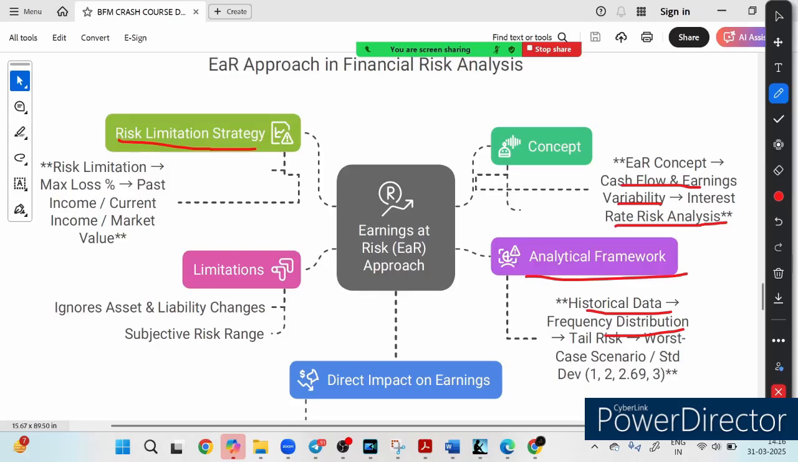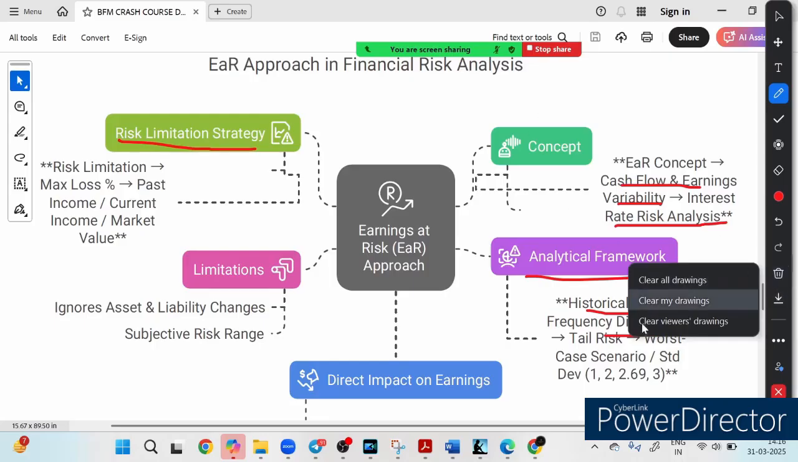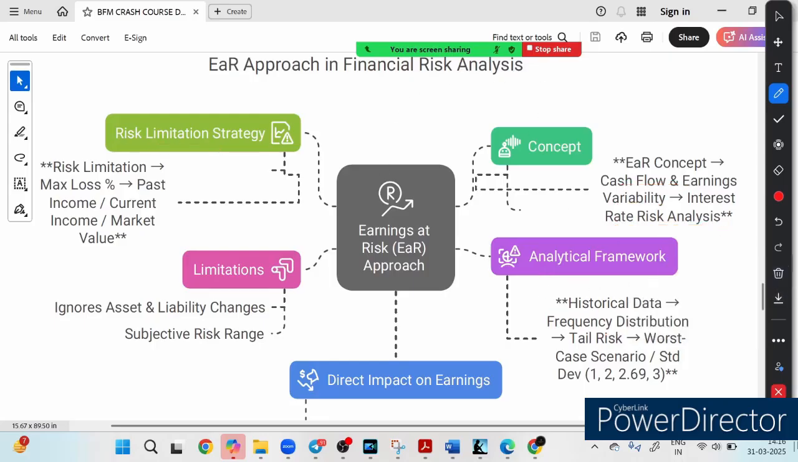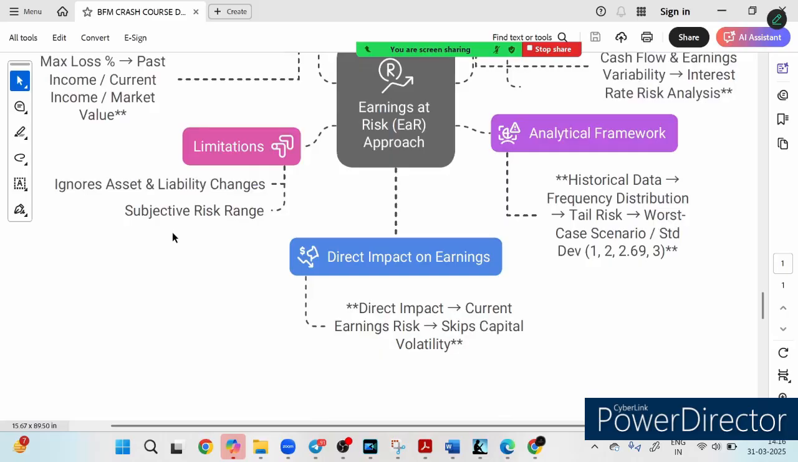And if you look at the direct impact on earning, just look at the last point here. Let me show you. Just look at this particular last point, right? The direct impact on earning. So basically, EAR directly measures earning risk rather than capital volatility. This makes it a go-to approach for businesses that want to protect their income without worrying about complex capital structure. It skips the capital volatility. It directly helps you calculate the current earning risk.